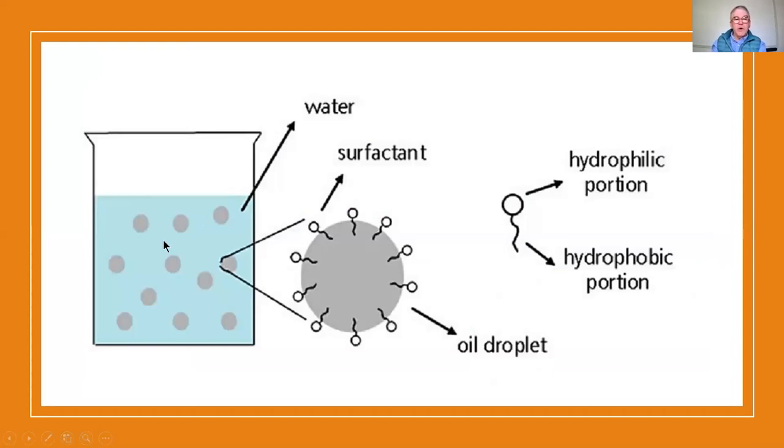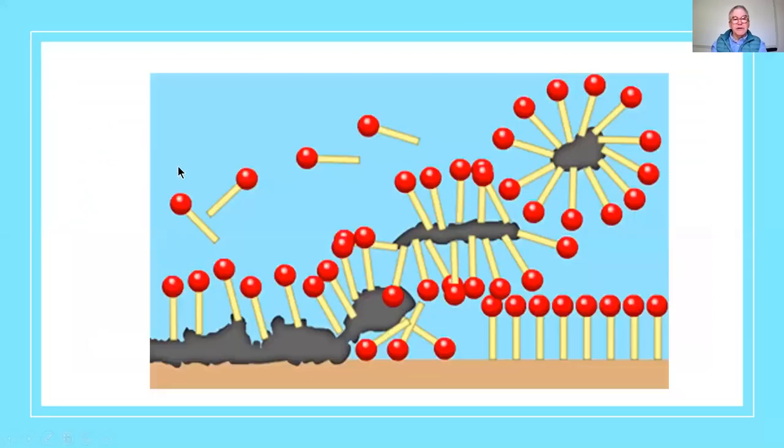In this illustration, we have water and we have an oil droplet. And what happens is an interactive process where the surfactant molecule has a part that likes water and a part that likes oil. So you see this part of the molecule interacting with the oil droplet, and this part of the molecule interacting with the water. And as such, the oil droplets will then be suspended in the water itself, and they are not floating to the surface.